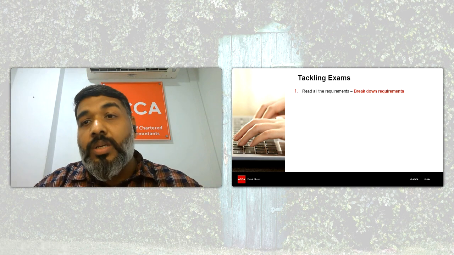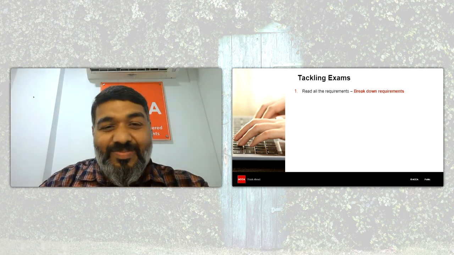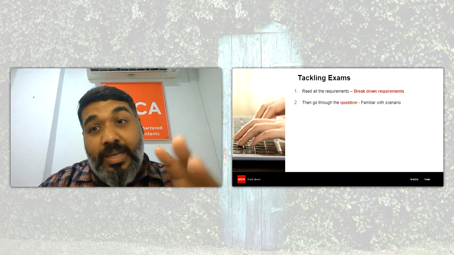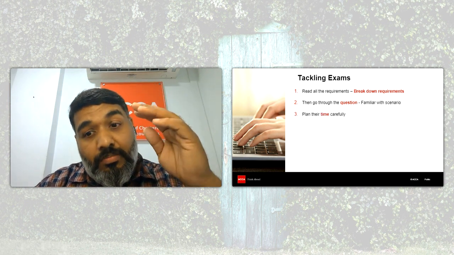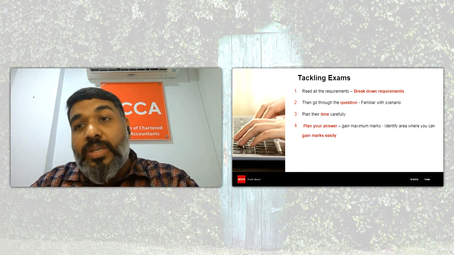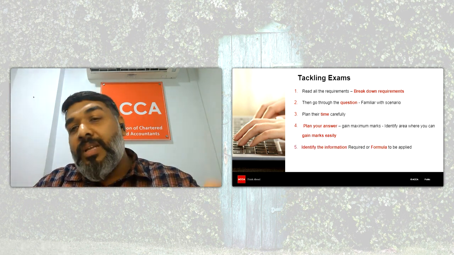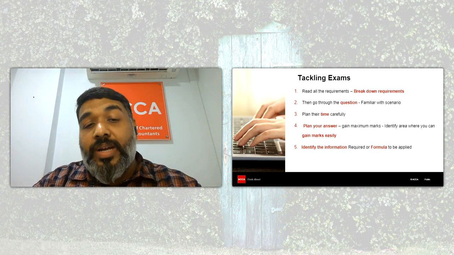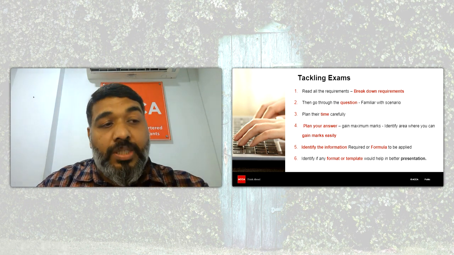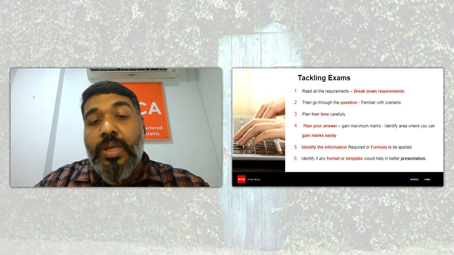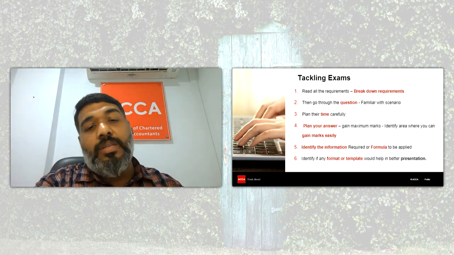Number one, read all the requirements, break them down, put them down in working notes. Then go through the question, familiarize yourself and understand the scenario. Plan your time and do what is easier for you. Gain easy marks first. Once you gain the easy marks, identify the formula that is required, the format, the information that is required, put it across into the template, put it across in a very good presentation. And that's how you should be easily able to tackle the exam, as long as you take care of this in the exam hall.